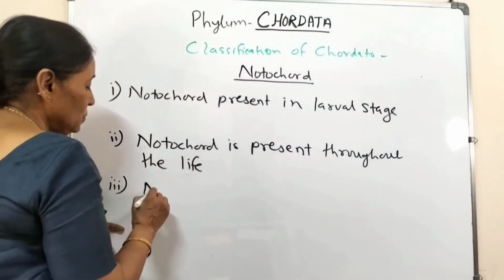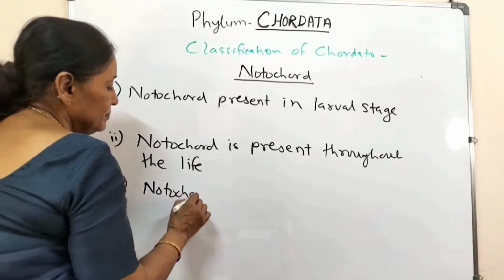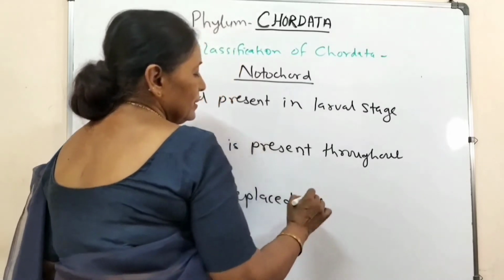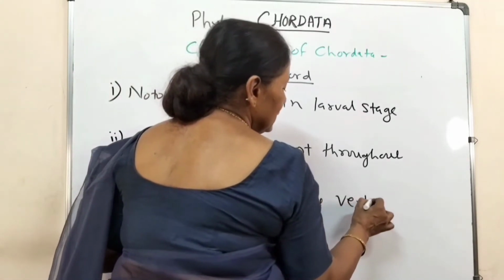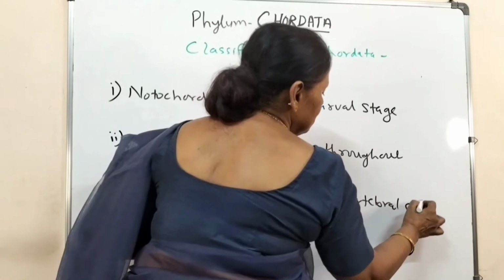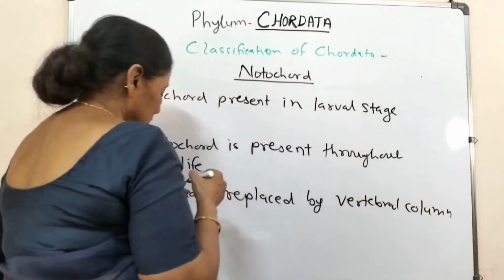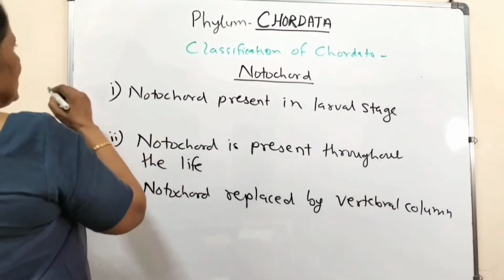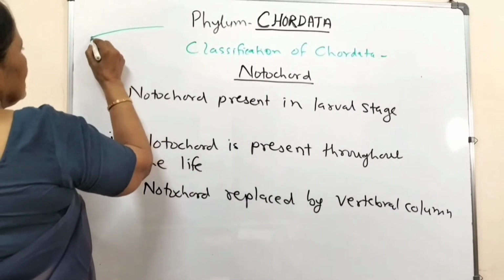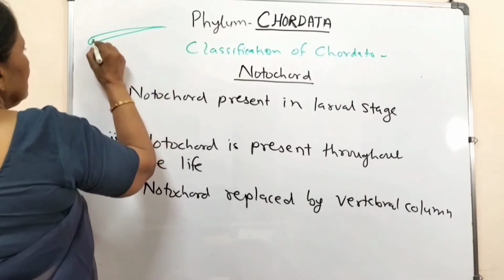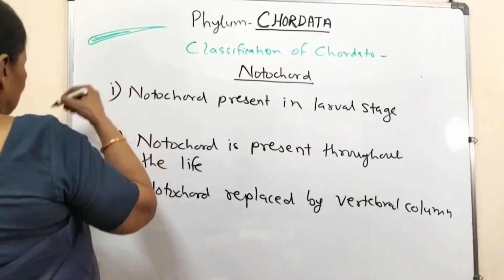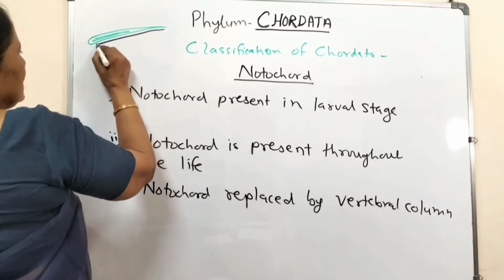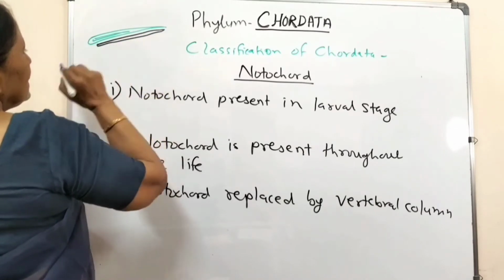So this notochord is replaced by the vertebral column. Understand this a little. If the confusion remains, it will remain for a long time. See, this is the nerve cord. This is the notochord present below the nerve cord.